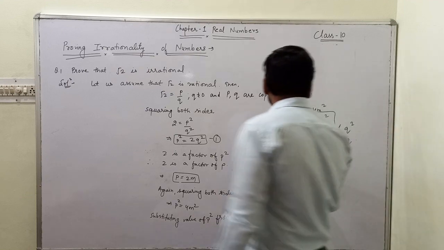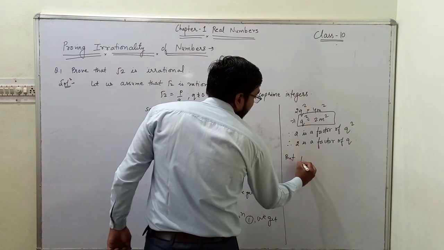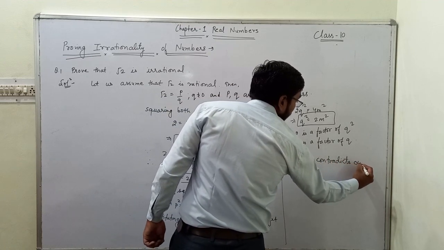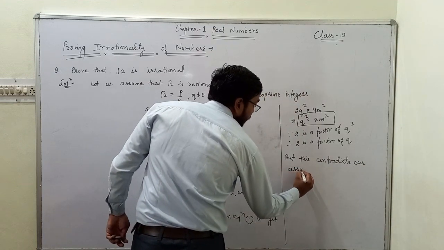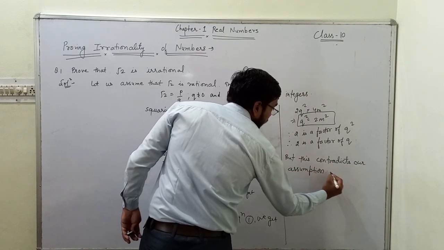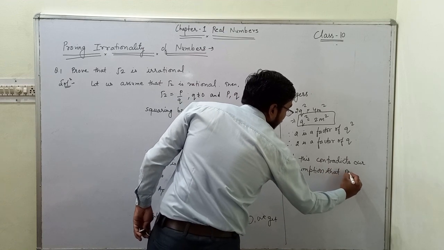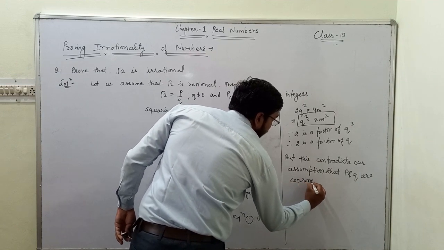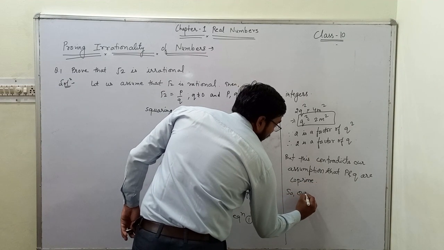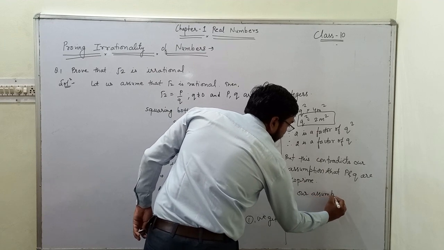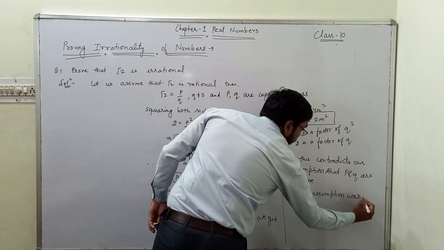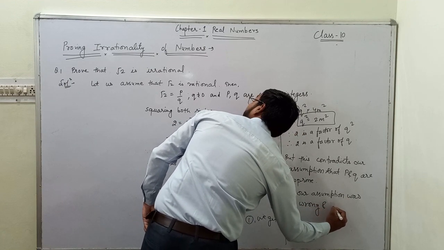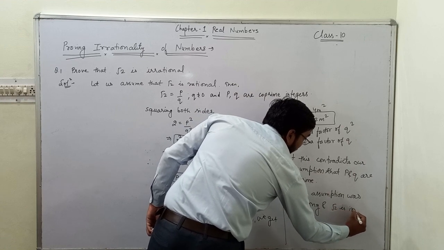So we can write, but this contradicts our assumption that p and q are co-prime. So our assumption was wrong, and root 2 is irrational.